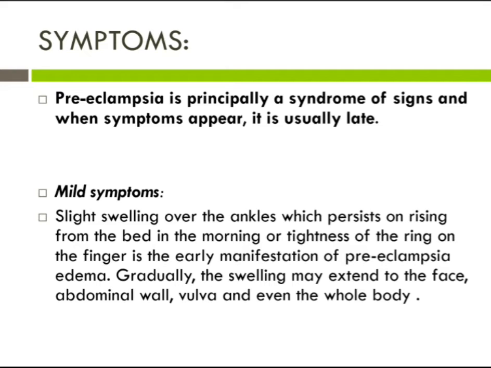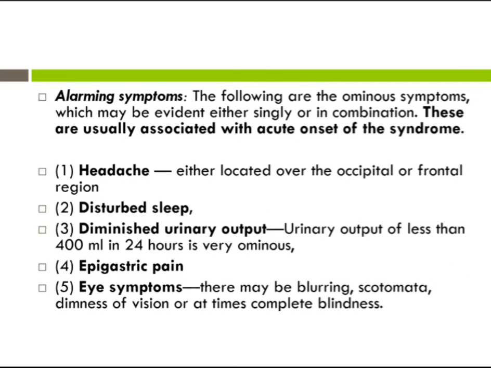Mild symptoms. Slight swelling over the ankles which persists on rising from the bed in the morning, or tightness of the ring on the finger, is the early manifestation of preeclampsia edema. Gradually, the swelling may extend to the face, abdominal wall, vulva, and even the whole body.